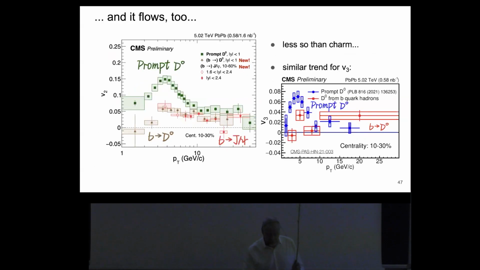And also beauty flows. So if you look at the v2, this is prompt D and non-prompt D, so D from B decays. And these are the data of CMS. You have the same from ALICE, but it's good to vary now and then. And you have a similar trend for v3. So beauty is also strongly coupled with the system, but less than charm.